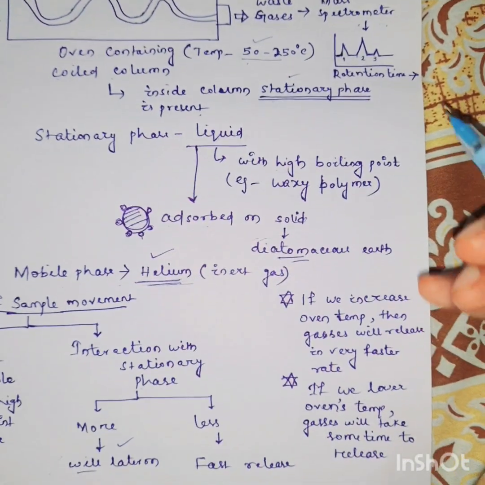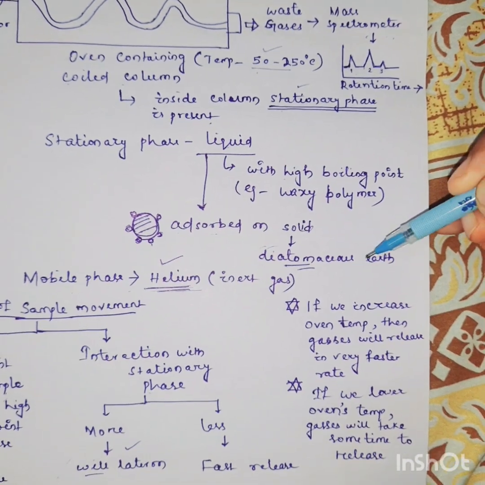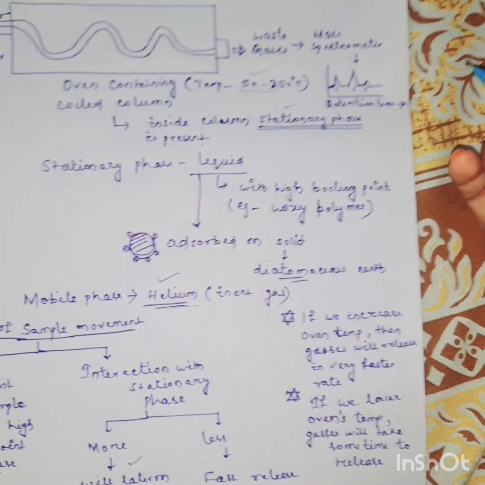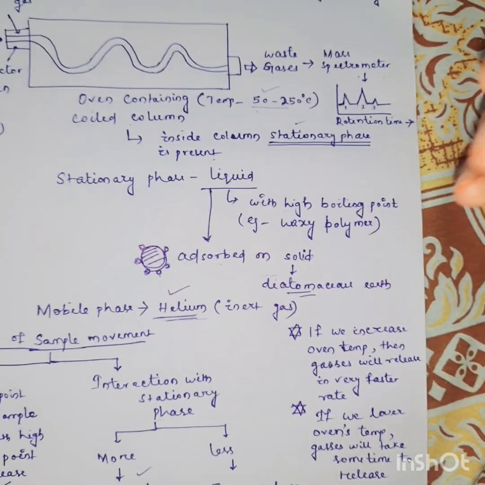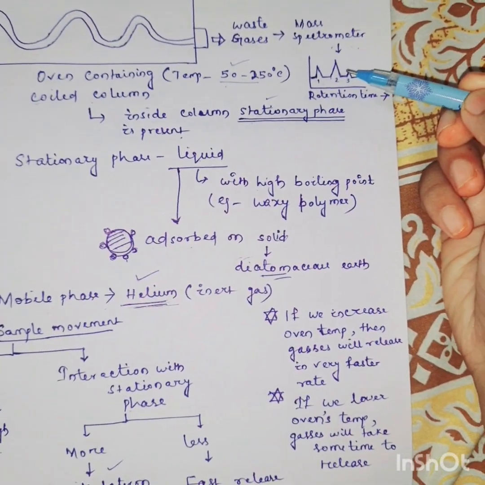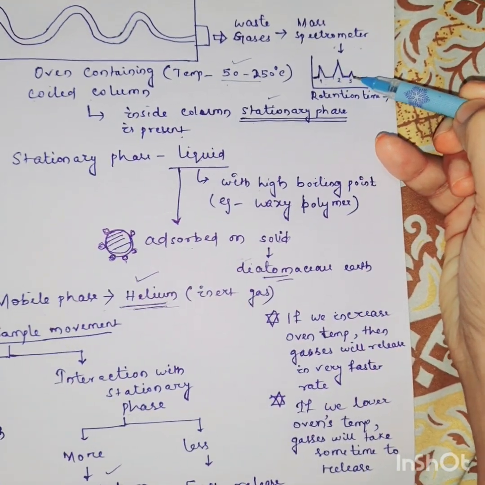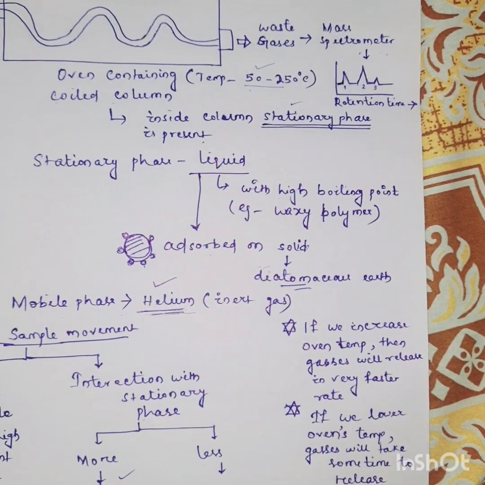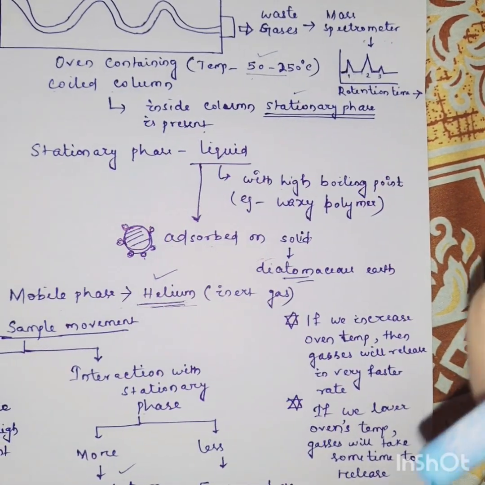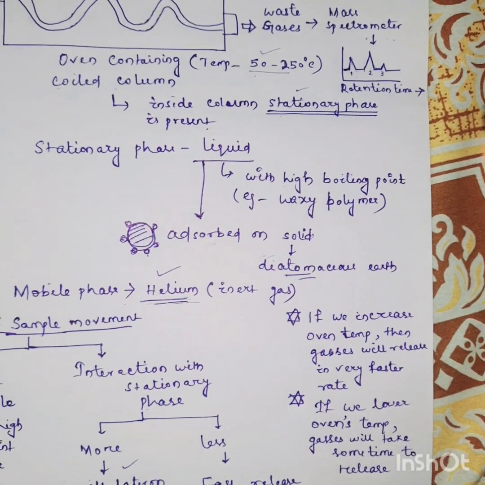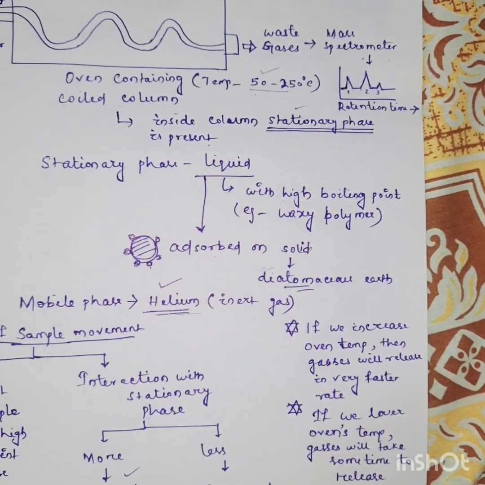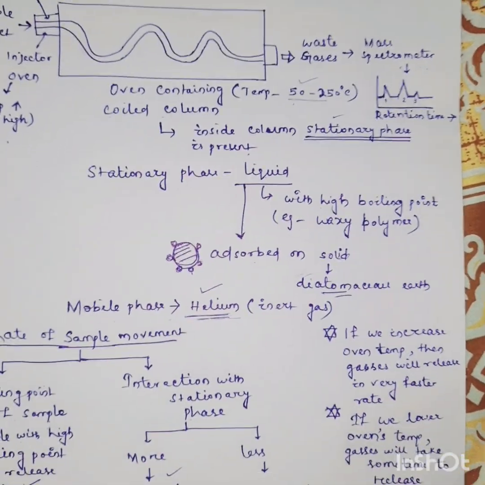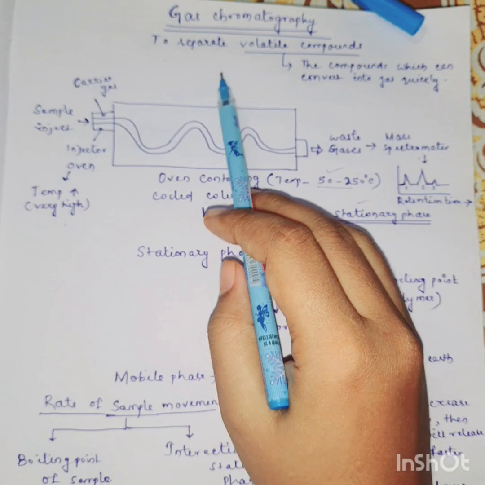Okay, so if we increase the oven temperature, then gases will be released at a much faster rate. So we can't analyze or calculate those graphs, those peaks of different components of gases at this faster rate. But if we lower the oven's temperature, gases will take some time and be released slowly, so that we can analyze those carefully, systematically and accurately. Okay, so this is all about gas chromatography.